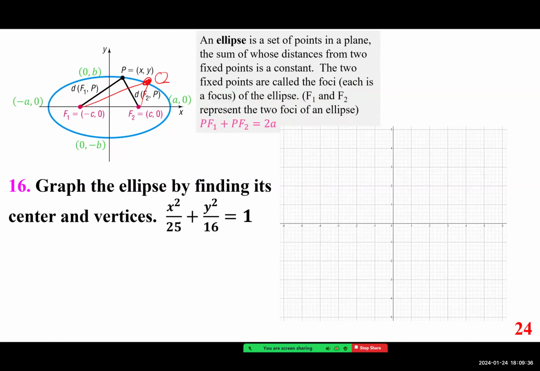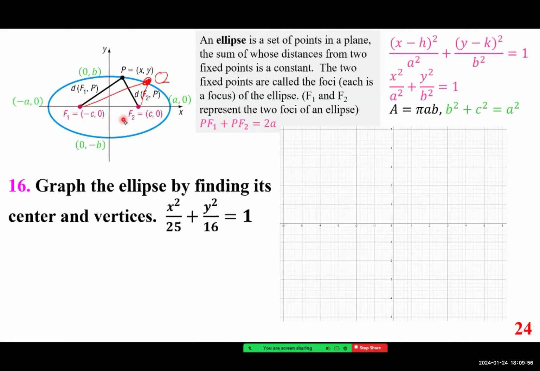Call this Q. QF1 plus QF2 does the same thing. And the same thing happens for here. The distance from here to here and from here to here, they add up to a fixed number. Because of the symmetry, this part is equal to this part, and it gives you 2a.